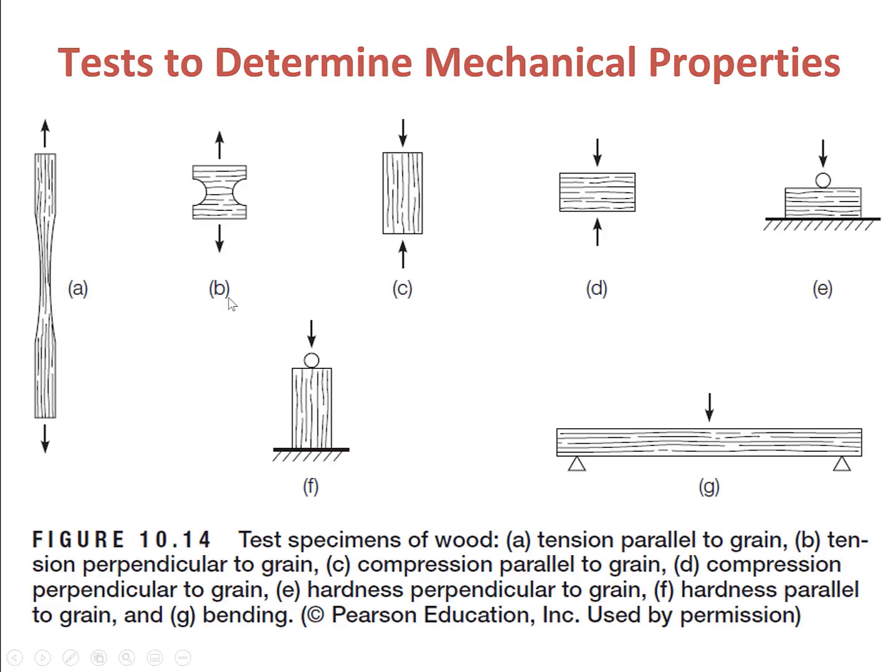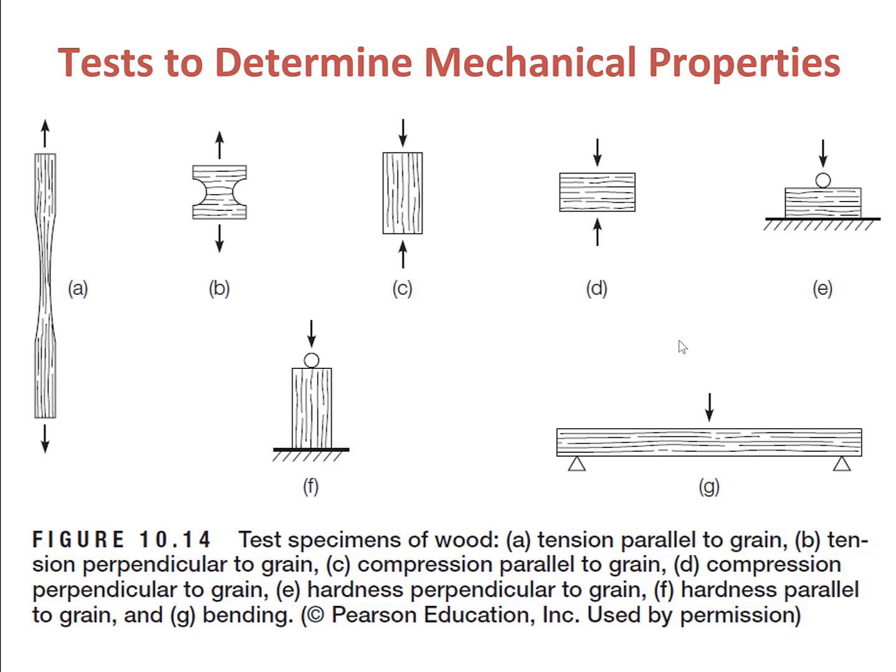So these are the typical mechanical tests we perform on wood samples. It includes tension test parallel to the grain, tension test perpendicular to the grain, compression test parallel to the grain, compression test perpendicular to the grain, Janka hardness test perpendicular to the grain, Janka hardness test parallel to the grain. And finally, the bending test, which is also called the flexural test. It includes 3-point bending and 4-point bending tests performed on wood samples.